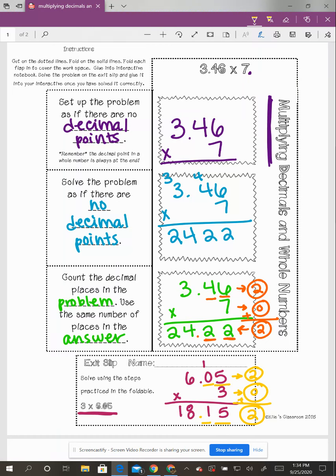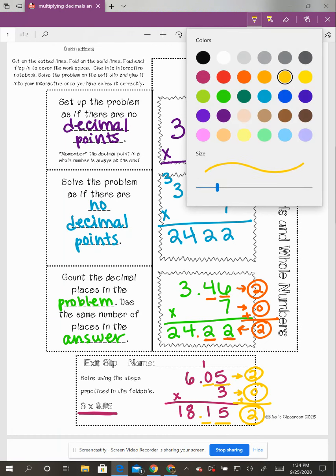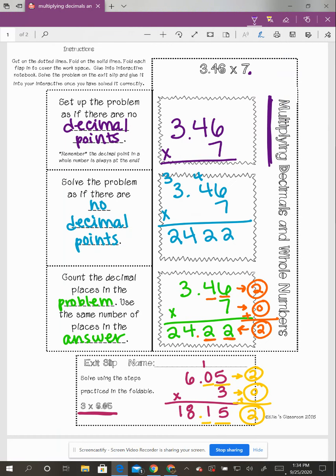1, 2 decimal places. My final answer should be 18.15. Check your work. See how you did. How comfortable do you feel? Message your teacher on Canvas if you have any questions.